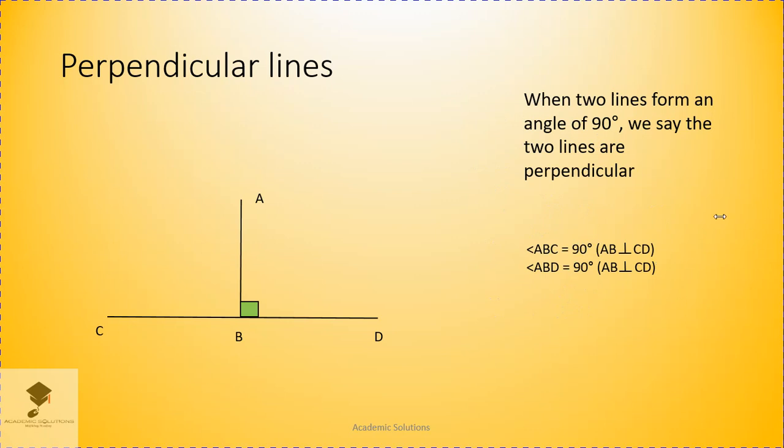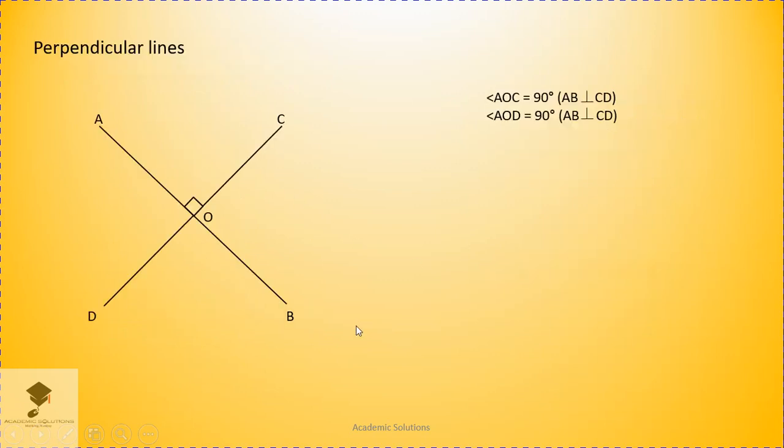Now if you look at this diagram here, you can see that angle ABC is 90 degrees and AB is perpendicular to CD. This is line AB and this is line CD. So this also means that angle ABD is 90 degrees because line AB is perpendicular to line CD.